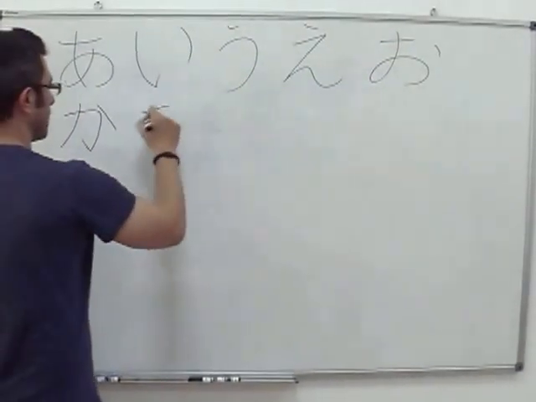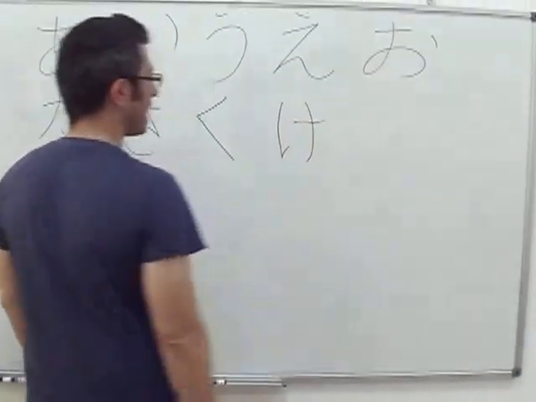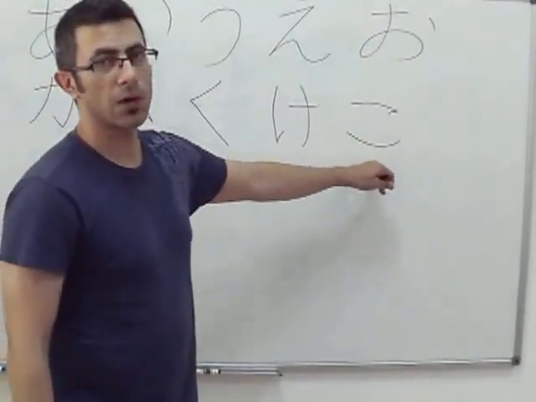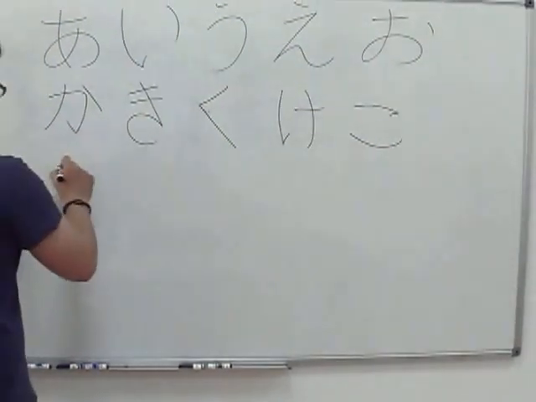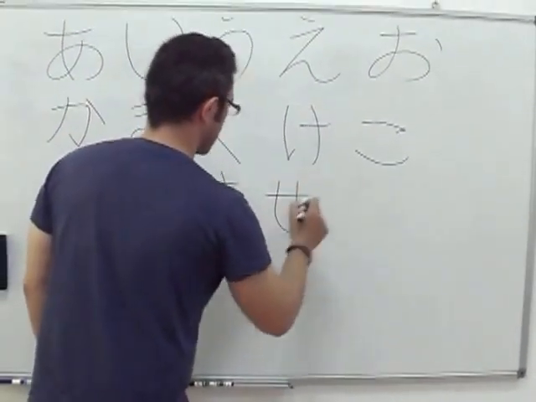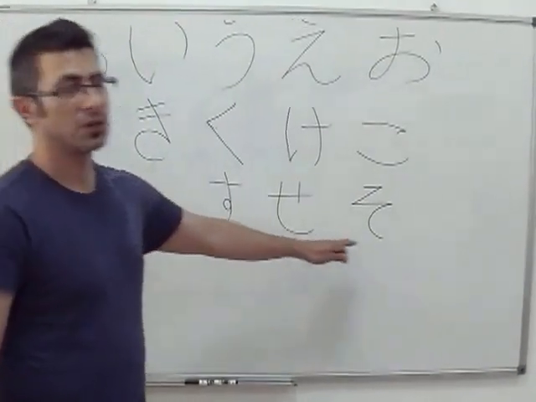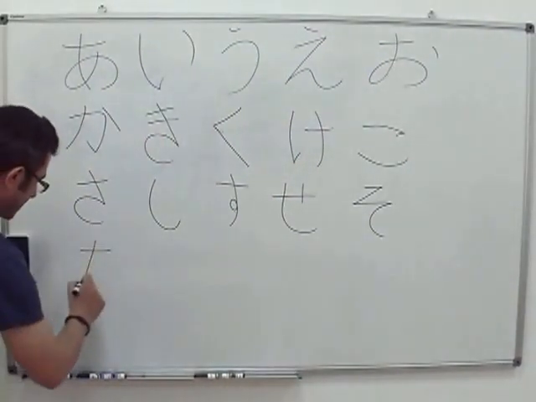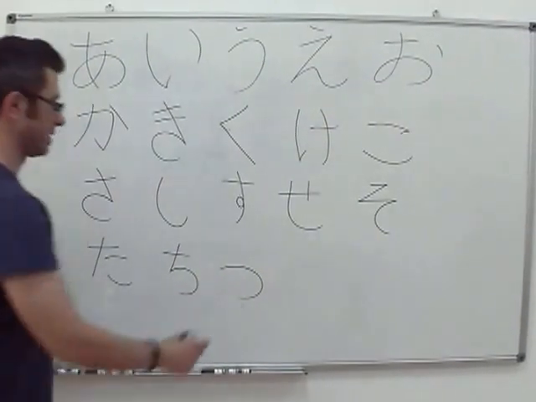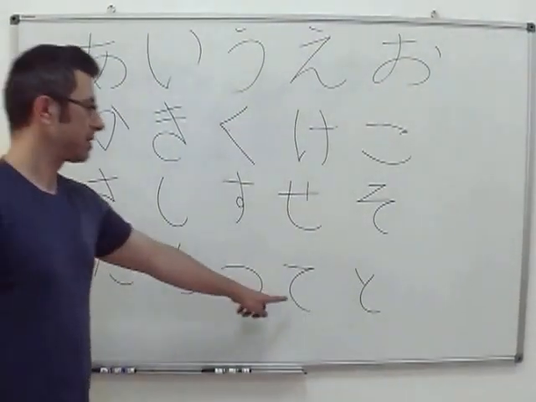For the next one: ka, ki, ku, ke, ko. Ka, ki, ku, ke, ko. Sa, shi, su, se, so. Sa, shi, su, se, so. Ta, chi, tsu, te, to. Ta, chi, tsu, te, to.